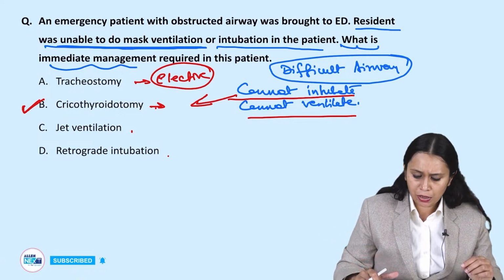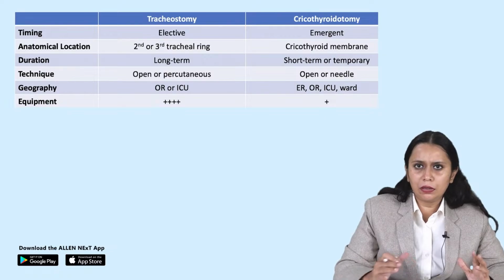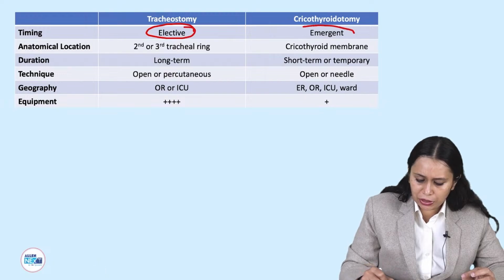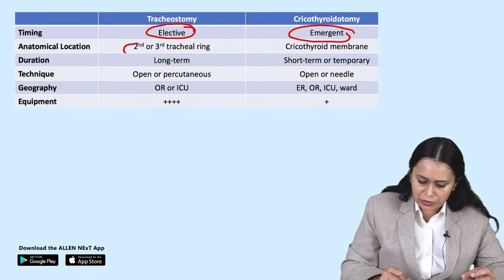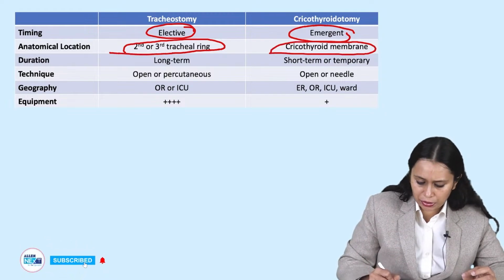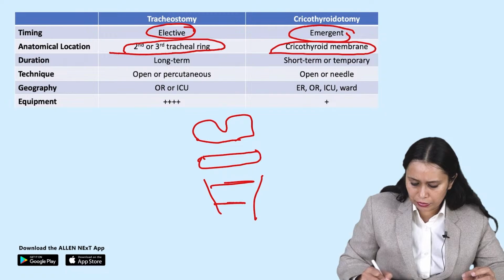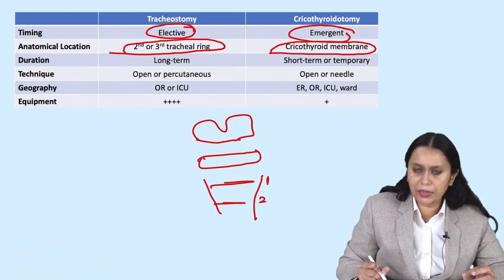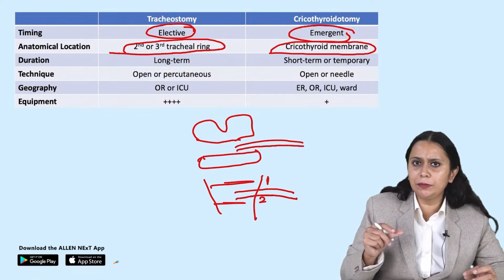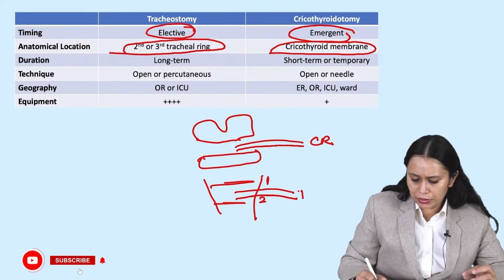Again, an expected question. Now, before ending this question and the discussion, I just want to tell you the difference between tracheostomy and cricothyroidotomy. Tracheostomy, I told you, is elective. Cricothyroidotomy is emergency. Tracheostomy is done between the second and third tracheal ring. Cricothyroidotomy is done in the cricothyroid membrane. So, this is your thyroid, this is your cricoid, and then your tracheal rings. This is the first tracheal ring, this is the second tracheal ring. So, tracheostomy will be done here and cricothyroidotomy will be done here.